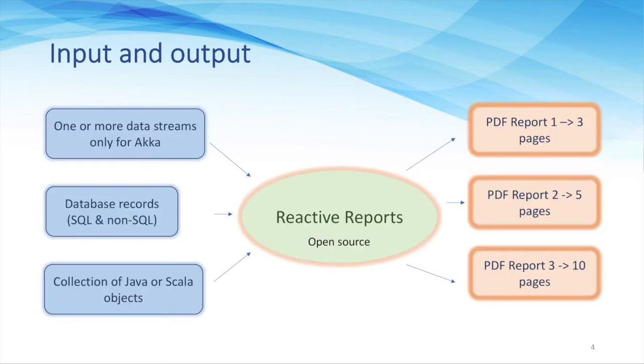Reactive Reports supports three types of input. These are data streams, database records, or a collection of Java or Scala objects. It uses Akka to handle data streams. Reactive Reports applications can have one or more inputs at the same time of any of these three types. The output is comprised of one or more PDF files which get generated at the same time.